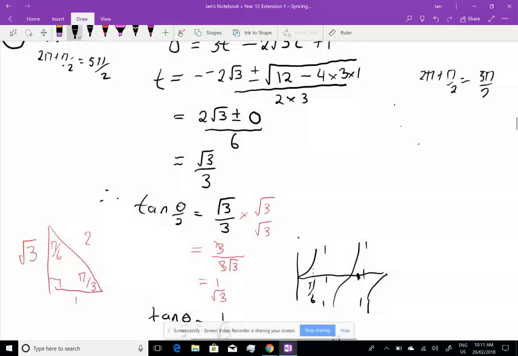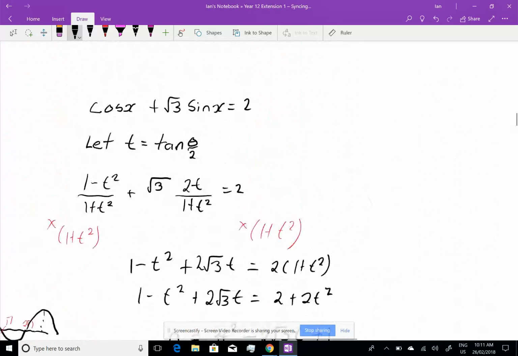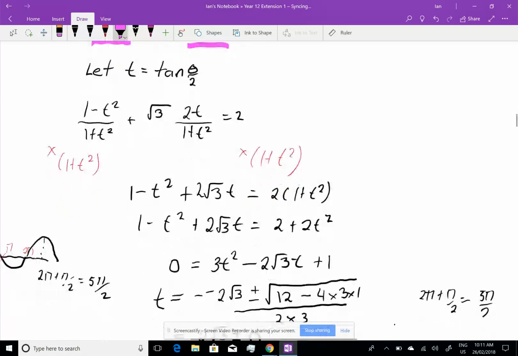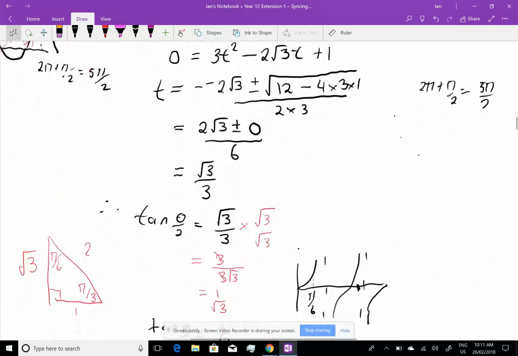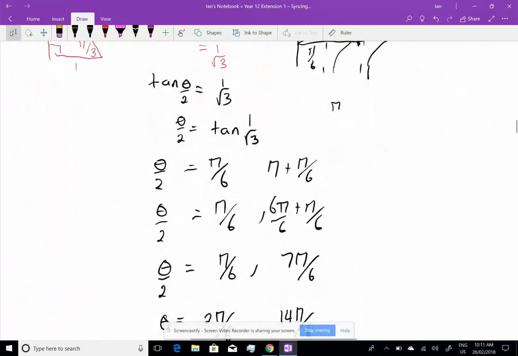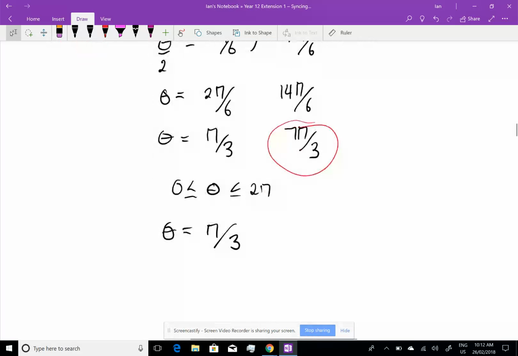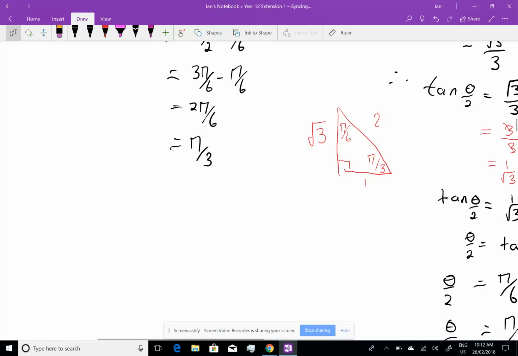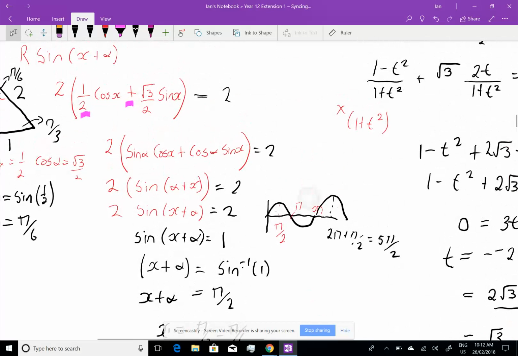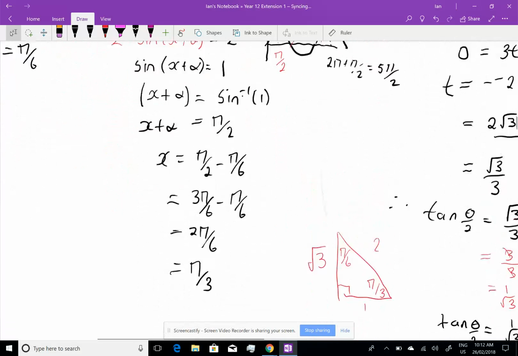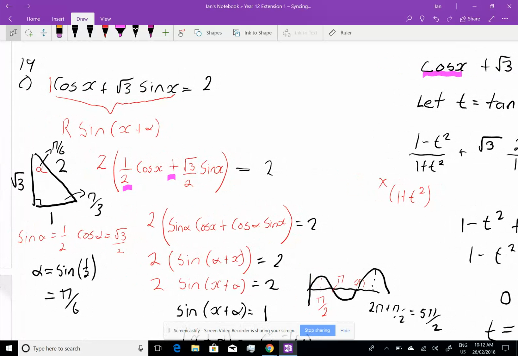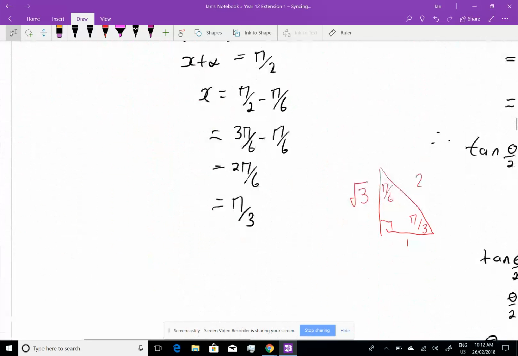So the t formula is just a method for eliminating these things, and then using your algebra to pop out an answer. It does look more complicated, but after a while you get used to it. The r sine theta method, I much prefer it. I find it much more logical. It turns those numbers into a trig ratio, and then you use your double angle formulas to help you get there, which are all on the formula sheet.